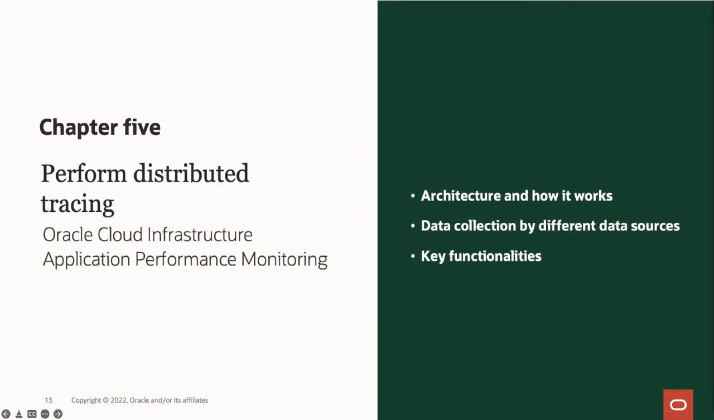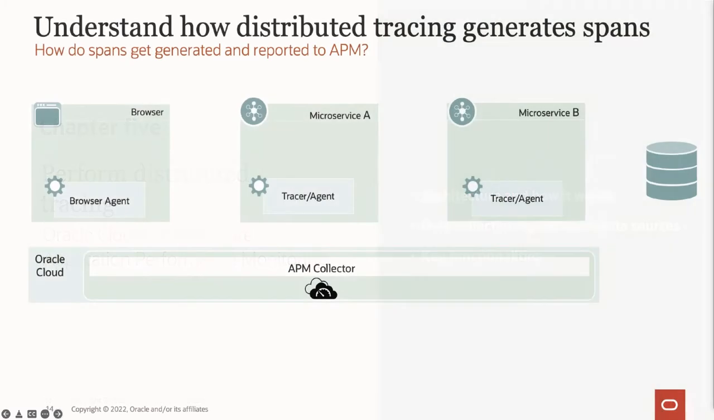This is Chapter 5, Distributed Tracing. We'll discuss how distributed tracing works in Oracle Cloud APM, how the data is collected from different data sources, and understand key functionalities. We discussed the fundamentals of distributed tracing in the previous chapter.